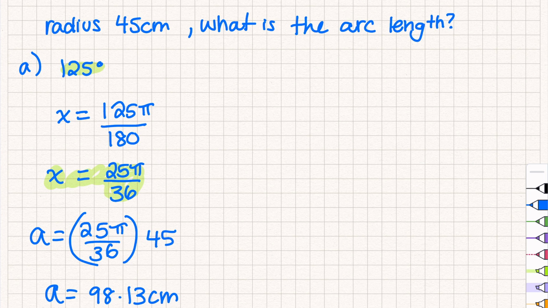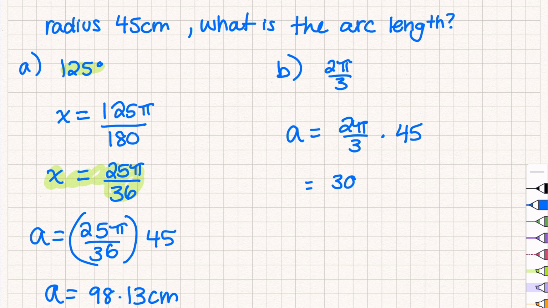Now, if I give you the question and it's already in radians, so say we had 2 pi over 3, to find A, you would simply take 2 pi over 3 and multiply it by the radius, which is 45. So that would give us 30 pi, which is 94.2 centimeters.